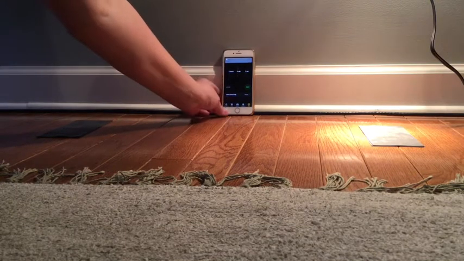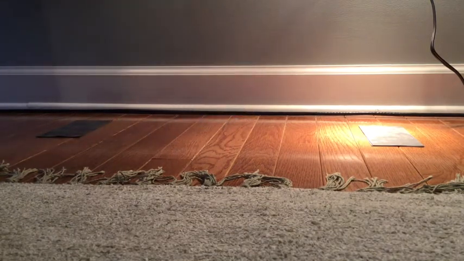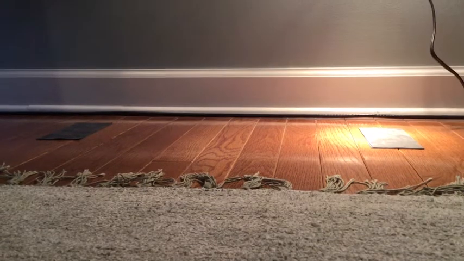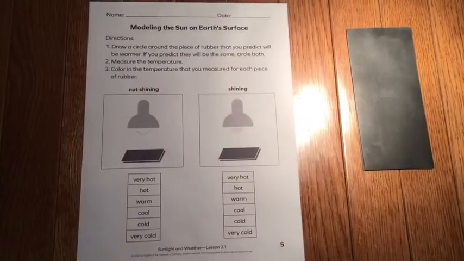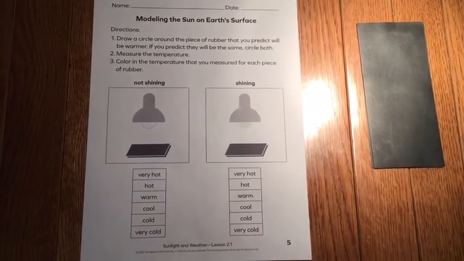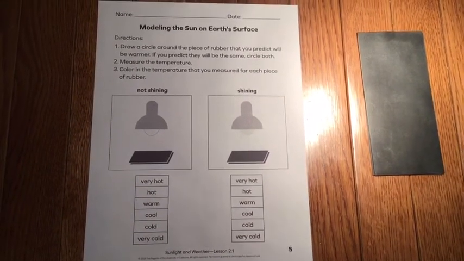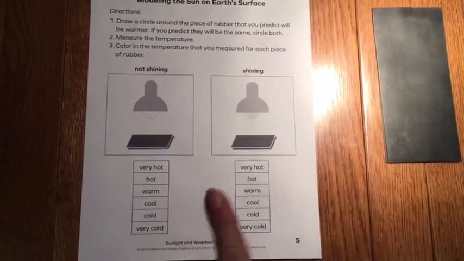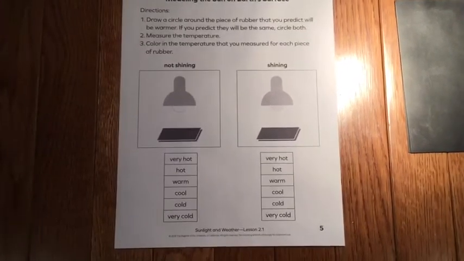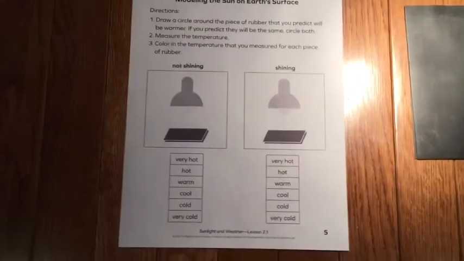Okay, so that's been 6 minutes. So now it's the moment of truth. Now we're going to look and see what the temperatures are. If your teacher sent you one of these, or if you're viewing this in Seesaw and you have this, you can go ahead and fill this out. This is first to make your prediction. You're going to circle the piece of rubber that you predict to be warmer. And then, like a scientist, you're going to record what your findings were.